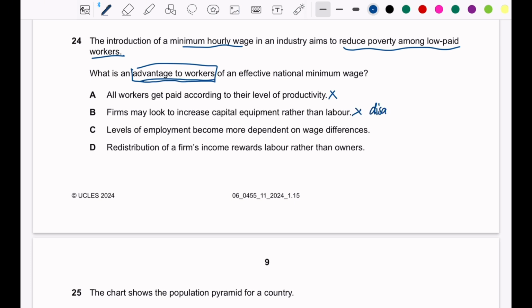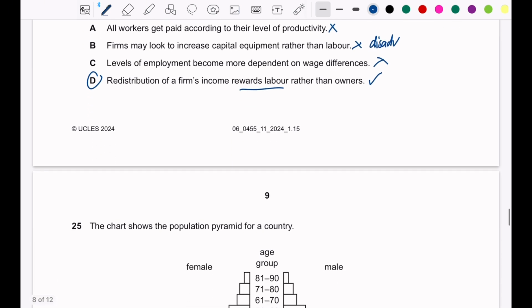Levels of employment become more dependent on wage differences. No. Redistribution of a firm's income rewards labor rather than owners. It is true. When the company earns profits, the owner, right now, when the minimum wage increases, the owner needs to pay higher wages to workers instead of keeping most of the profits. So this benefits labor more than owners.